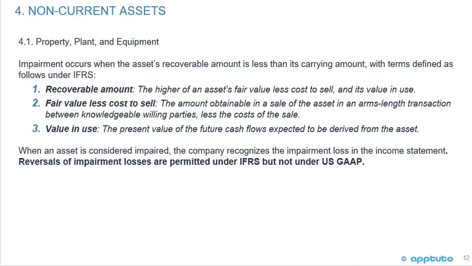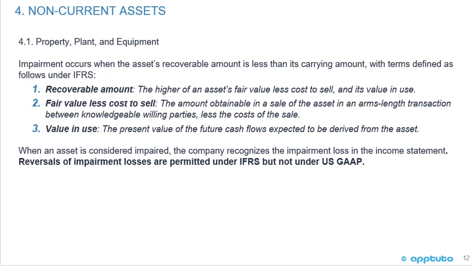Continuing with property, plant, and equipment, impairment occurs when the asset's recoverable amount is less than its carrying amount, with terms defined as follows under IFRS. 1. The recoverable amount is the higher of an asset's fair value less cost to sell and its value in use. The fair value less cost to sell is the amount obtainable in a sale of the asset in an arm's length transaction between knowledgeable willing parties, less the cost of the sale. And the value in use is the present value of the future cash flows expected to be derived from the asset.